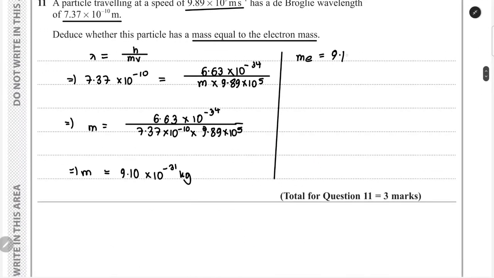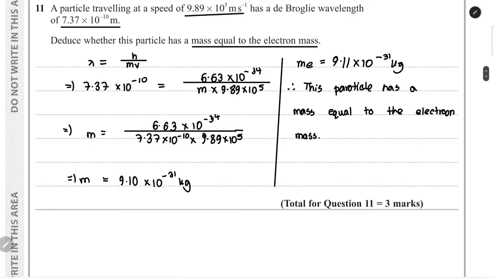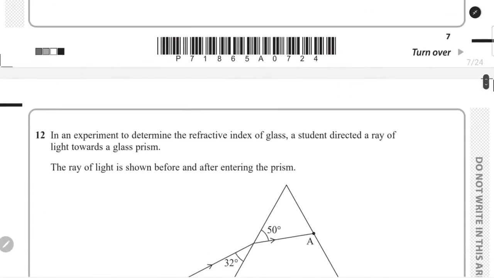This is 9.11 into 10 to the power minus 31 kgs. Therefore, this particle has a mass equal to the electron. Now moving on to the next question.